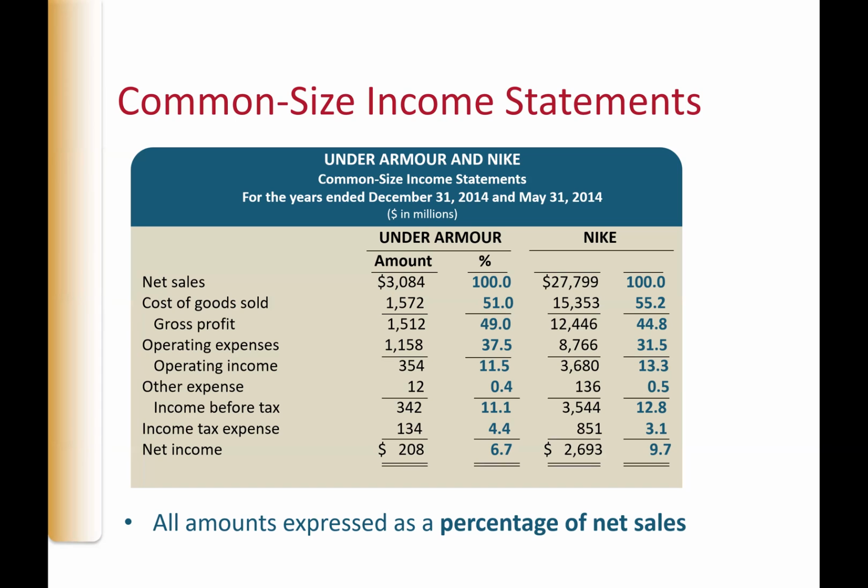The same with Nike. Now you see Nike sales are almost 10 times, 9 times that of Under Armour. Much bigger company. And then again, for Nike, all those line items, we would divide by this Nike sales figure to come up with the percentages. Does everyone understand what I'm talking about right now?